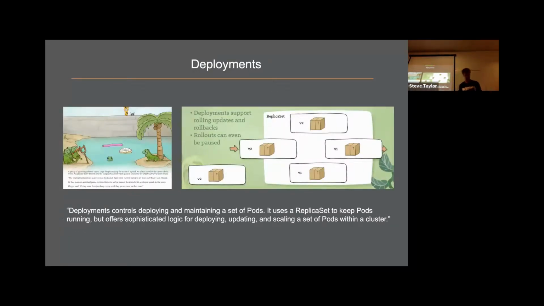A group of iguanas gathered near a large slingshot along the shore of a pond. An island stood in the center of the water. An iguana threw herself into the slingshot, and the other iguanas launched the little beast towards the island. The deployments release a group onto the island. "Right now, they're trying to get 3 out there," said Phippy. At that moment, another iguana rocketed into the air but missed the island with a colossal splash into the pond. Phippy said, "If they miss, they just keep trying until they get as many as they need."